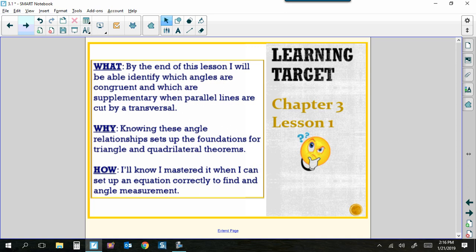Okay, so what we are doing: by the end of the lesson, I will be able to identify which angles are congruent and which angles are supplementary when parallel lines are cut by a transversal. Why do we have to learn this? Well, knowing the angle relationships and understanding them sets up a foundation for triangle and quadrilateral theorems.